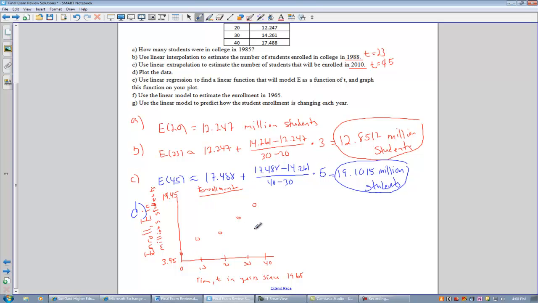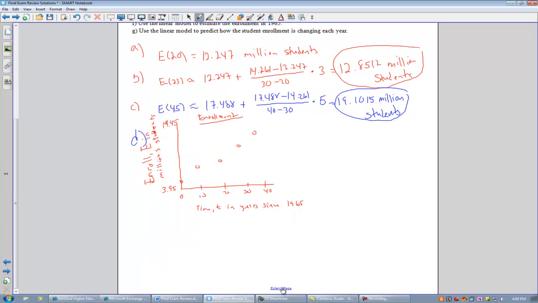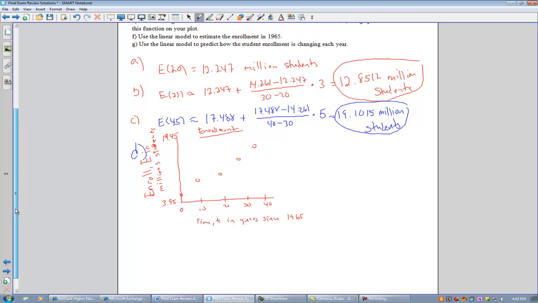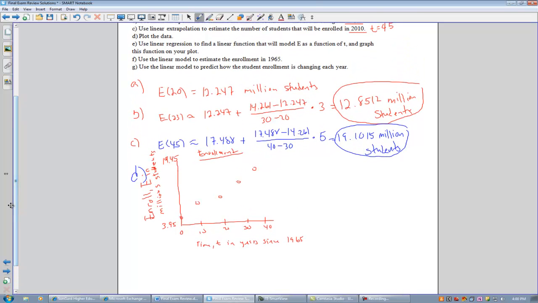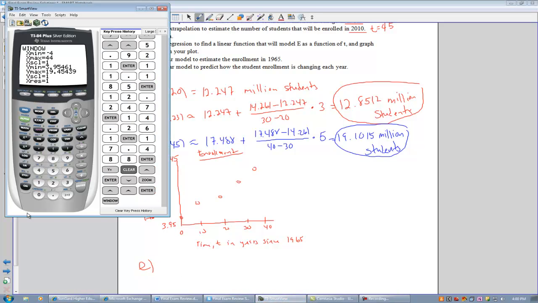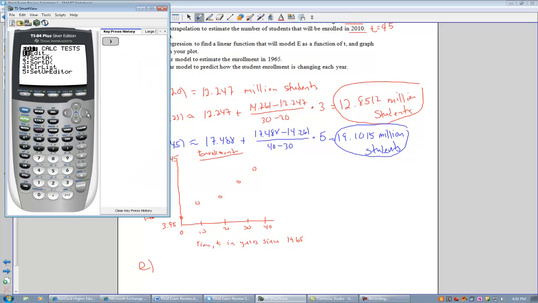And then part E says what? So on part E, you want to use linear regression to find a linear function that will model E as a function of t and graph this function on your plot. All right, so part E, what I can do is I can take out my calculator and then go over to stat. All right, so hit stat and then go over to calculate, and then this is linear regression, so go down to linreg and hit enter, enter, and out pops my answer.